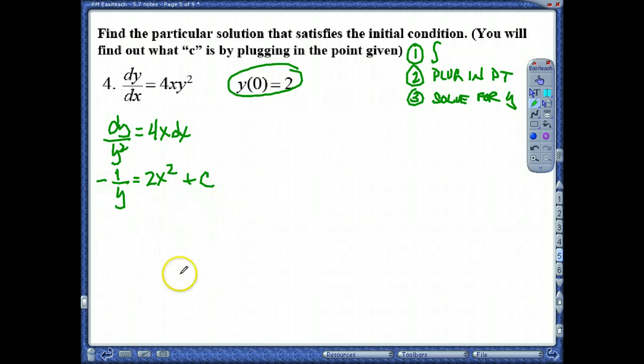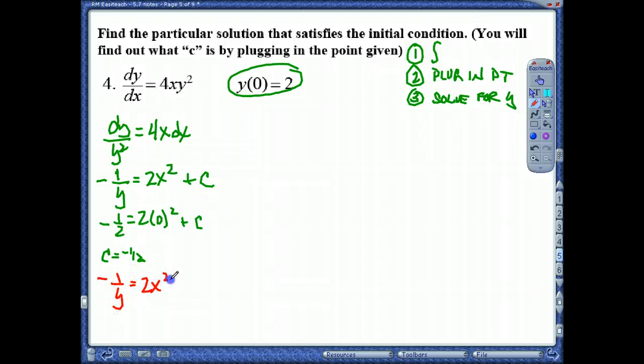Now, I want to go ahead and substitute in as quickly as I possibly can. So I'm going to be plugging in 2 for my y, 0 for my x. Find out what that c is equal to. So c turns out to be negative 1/2. And then I'm going to plug that back in. I'm going to change colors here so we can see the difference. So that's negative 1 over y equals 2x squared minus 1/2.